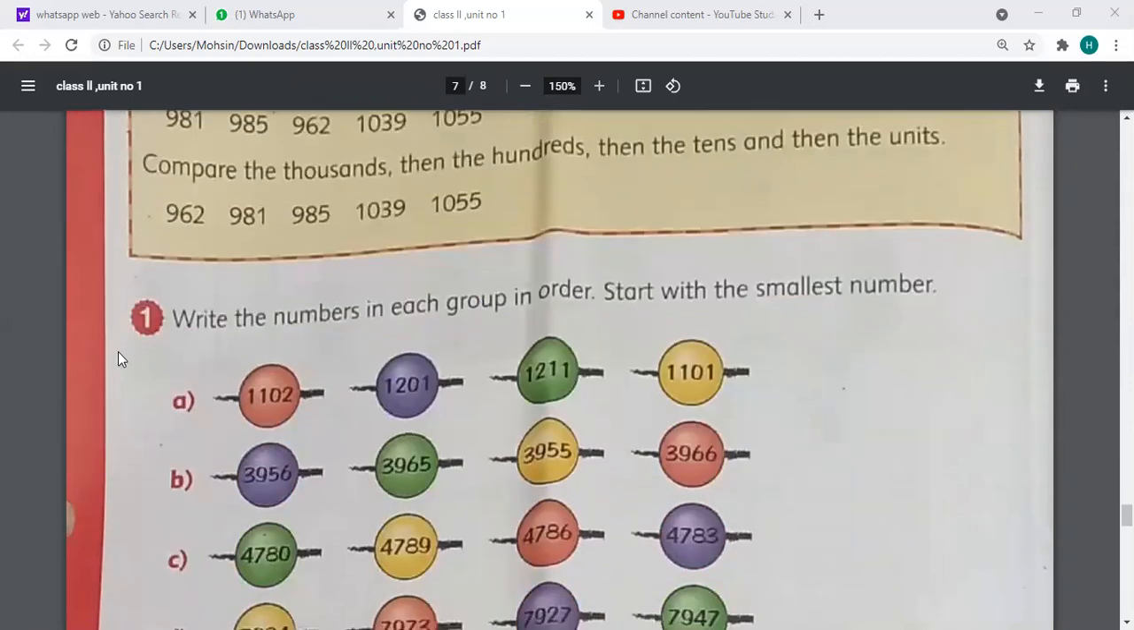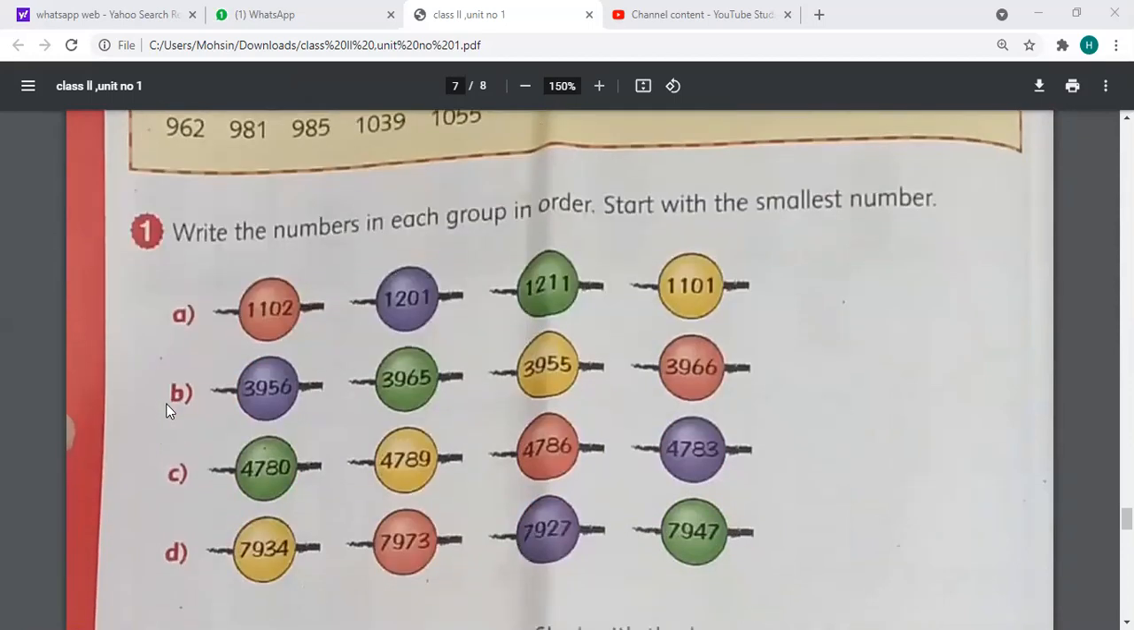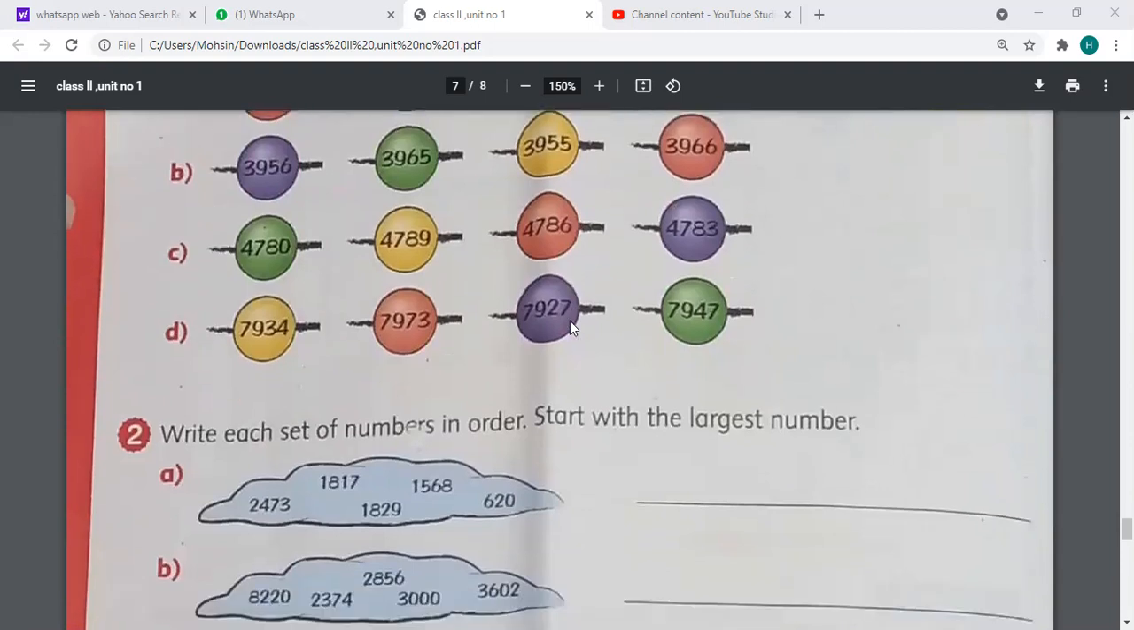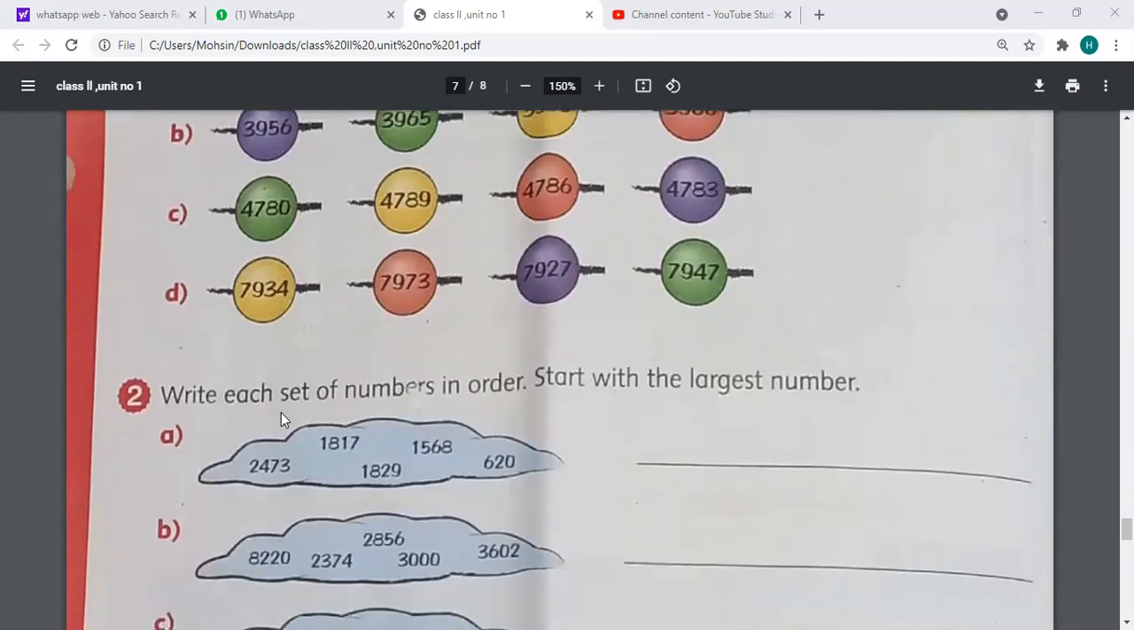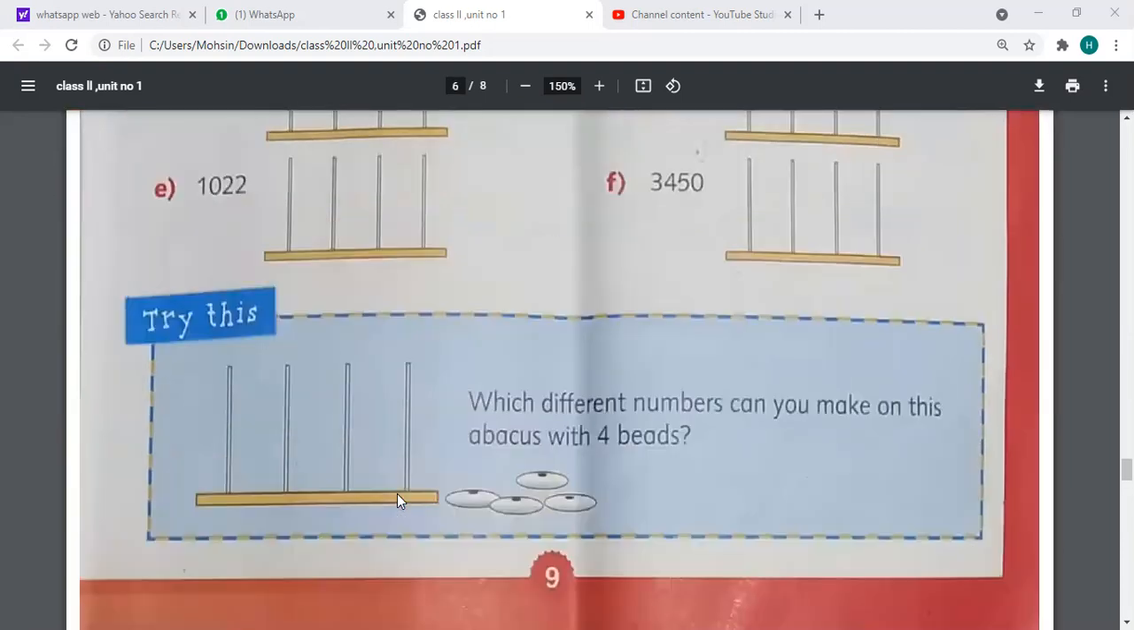In question number 1, they are asking: write the numbers in each group in order, starting with the smallest number. You can see in A part, they give you 4 values. You have to start writing from the smallest. And question number 2 is: write each set of numbers in order, starting with the largest number. In this one, we have to start with the largest number.